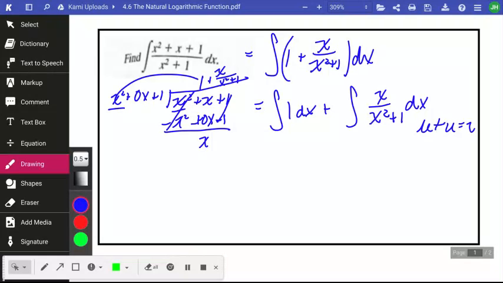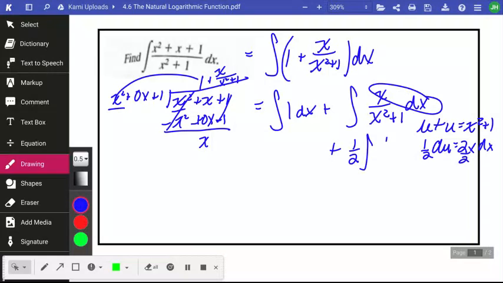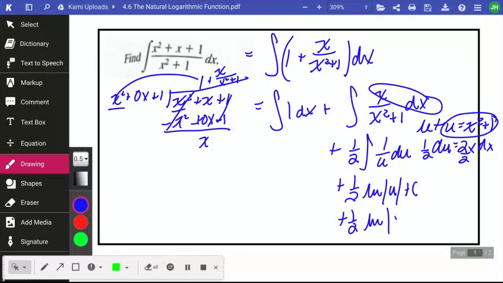I'm going to let u equal x squared plus 1, so that du is equal to 2x dx. Of course, I need it to just be x dx, so I'm going to halve both sides or divide both sides by 2, so that I have 1/2 the antiderivative of 1 over u du, which is 1/2 natural log absolute value of u plus c, which is 1/2 natural log absolute value, plug my u back in, x squared plus 1 plus c.